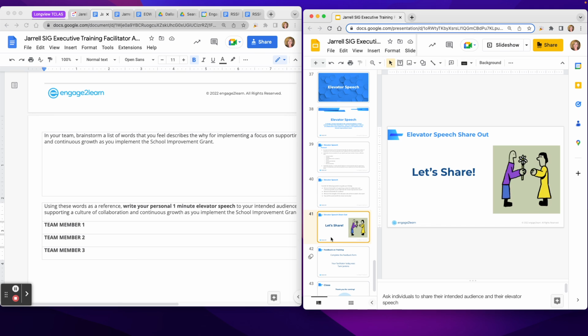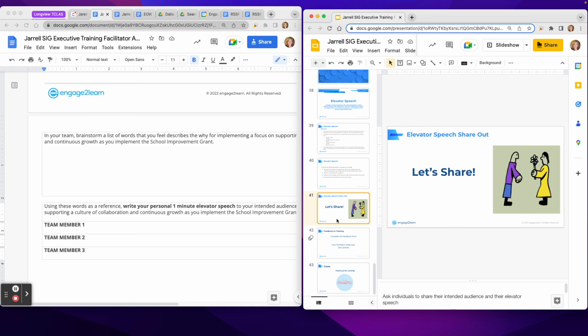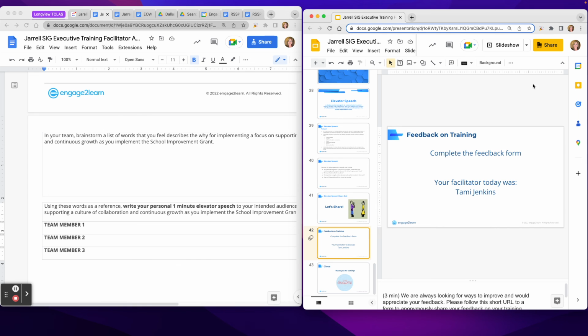This is such a great way to bring closure to the day. And hopefully everybody ends on a very positive note. It's also a great way for you to be able to see the effectiveness of the training. Then at the end, they're going to complete the feedback form, which will be added in here before you get your final copy. And that's it. So I hope this has been a good overview.